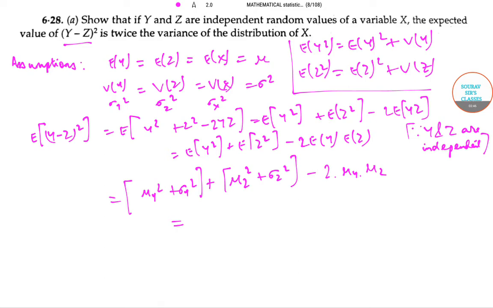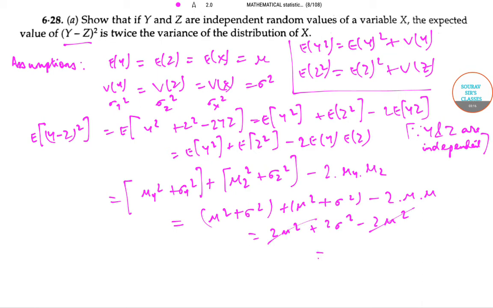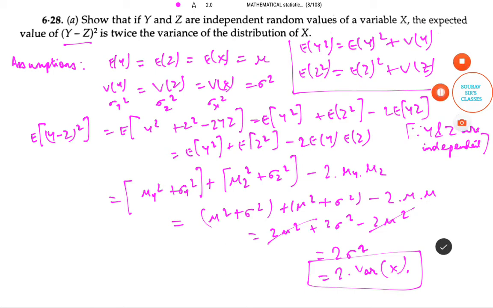Now since mu y is equal to mu z is equal to mu, and sigma y squared is equal to sigma z squared is equal to sigma squared, we can replace these values as mu squared plus sigma squared plus mu squared plus sigma squared minus 2 mu squared, that is 2 mu squared plus 2 sigma squared minus 2 mu squared, which comes out to be 2 sigma squared, that is twice the variance of x. Thus we have proved the answer.